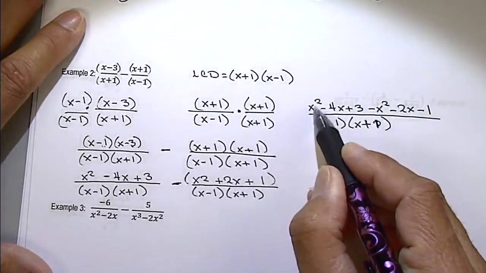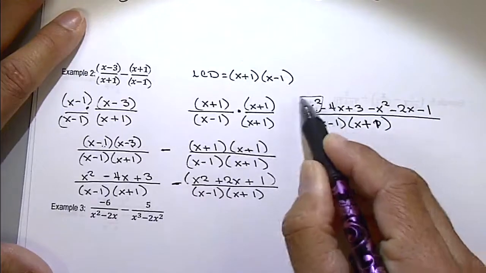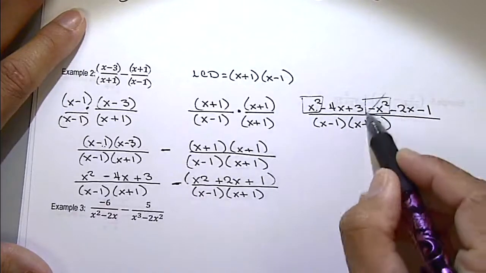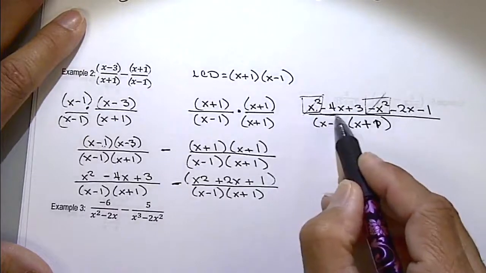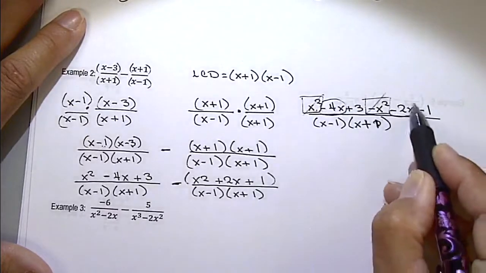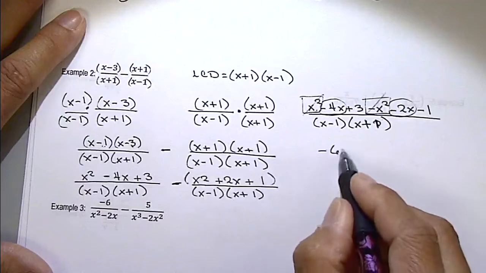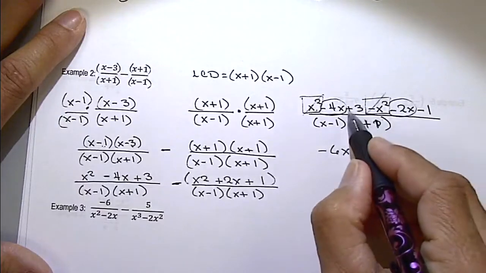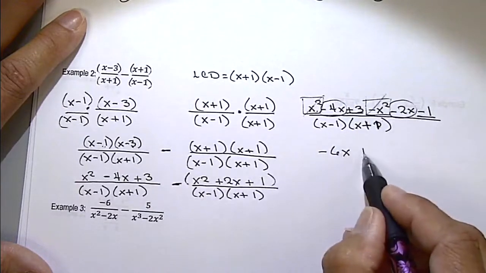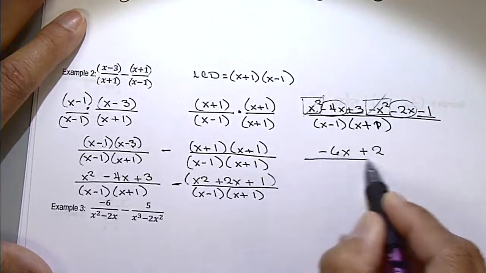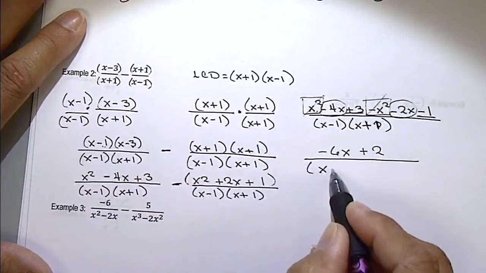Well, we have an x squared here, right? And I have a negative x squared here. Well, they'll cancel. I have negative 4x, negative 2x. That would be what I combine next. And that gives me a negative 6x. And then I have a plus 3 minus 1. Well, 3 minus 1 is positive 2. What's it over? Well, my LCD, right?